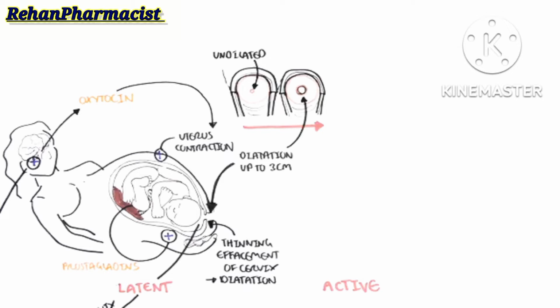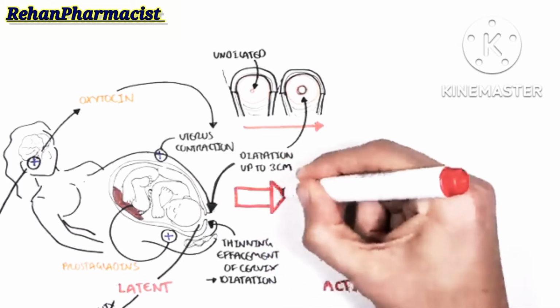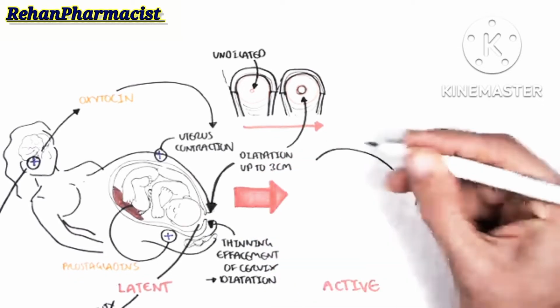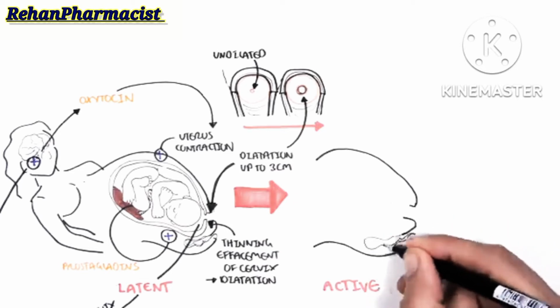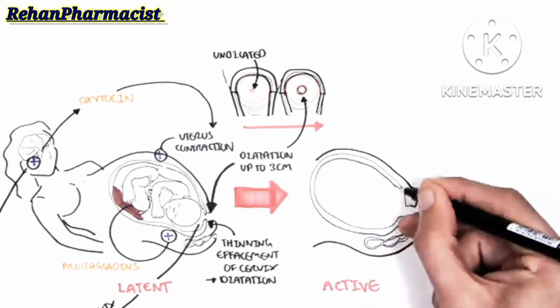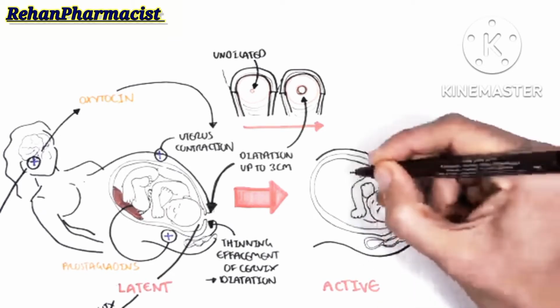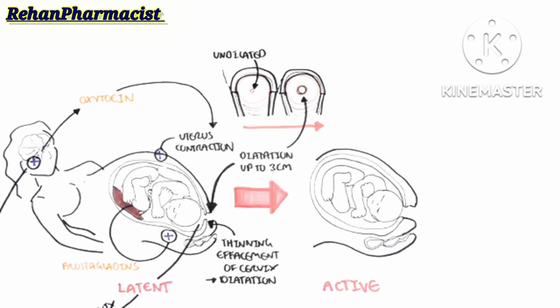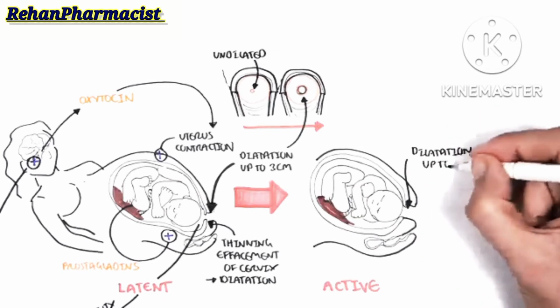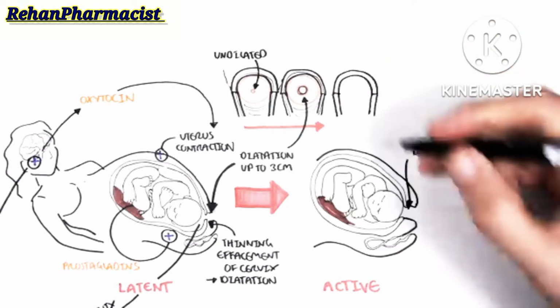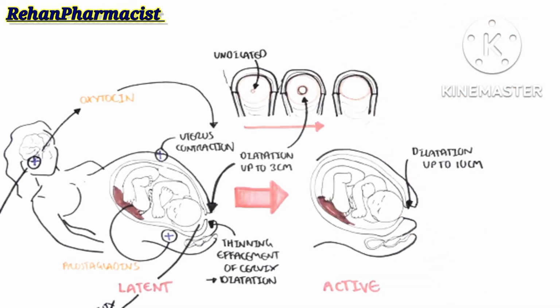Once the cervix opens to about 3 centimeters in diameter, or some sources say 4 centimeters, the latent or initial phase of stage 1 of labor will then enter the active phase of stage 1 of labor. In the active phase, the cervix will just continue to dilate. The contractions are regular and more painful. The cervix is said to be fully dilated when it is 10 centimeters. This is where you can see crowning of the baby's head.